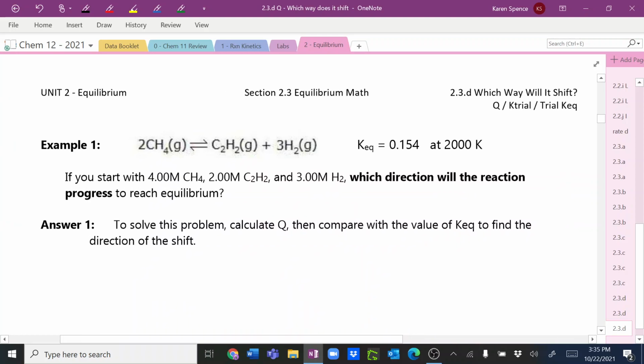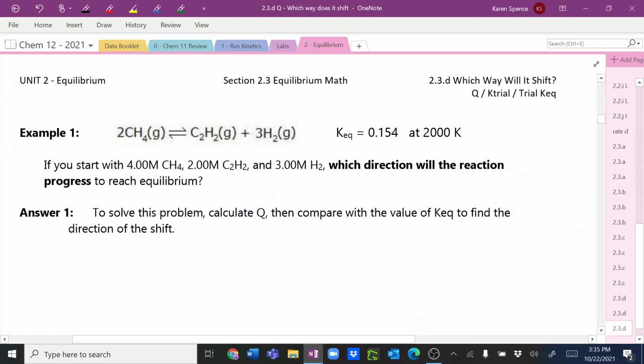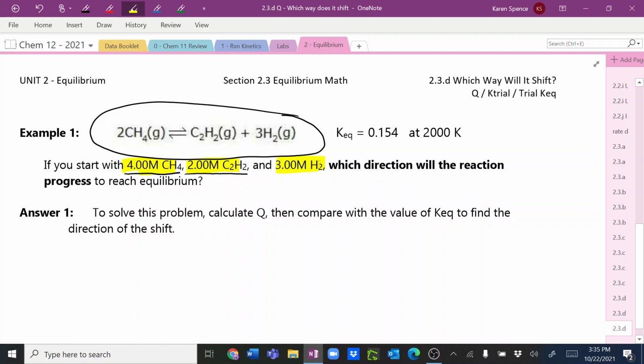So let's try some problems of this sort, and we'll see how this goes. If we've got this reaction here, and if we start with 4 molar CH4, 2 molar C2H4, and 3 molar H2, which direction will the reaction proceed to reach equilibrium? Well, the first thing to realize is that we are given all 3 substances, but if it's asking which direction will the reaction progress to reach equilibrium, what that means is that we are not at equilibrium yet.